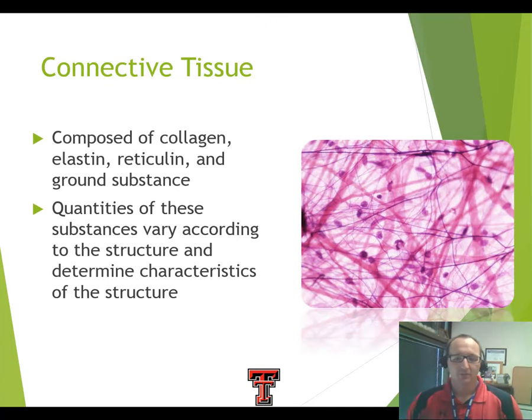Okay, so when we look at connective tissue, we're considering collagen, elastin, reticulin, ground substance. The qualities of these tissues vary according to the structure. So the structure very much determines the function. So depending on the injury we're dealing with, the appropriate treatment could be cross-fiber friction massage, it could be stretching, it could be strengthening. It really depends on what tissues we're dealing with. And in some instances, we're dealing with multiple tissues.